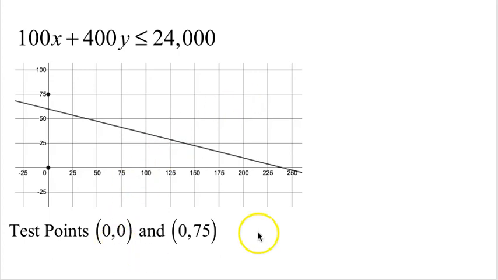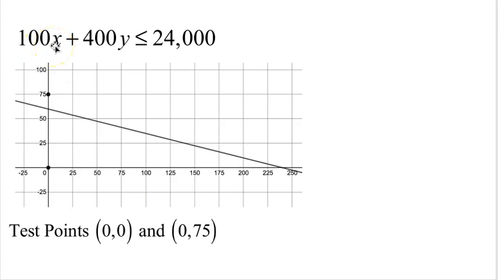So I'll plug those points into this equation. If it's true, I'll shade on that side. If it's not true, I will not shade on that side. You'll notice it's less than or equal to, that gives us a solid line. If it were less than, it would be a dotted line. So let's plug in 0, 0, and let's see how that behaves.